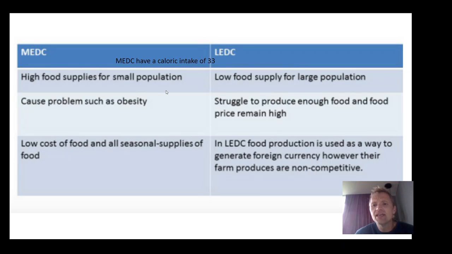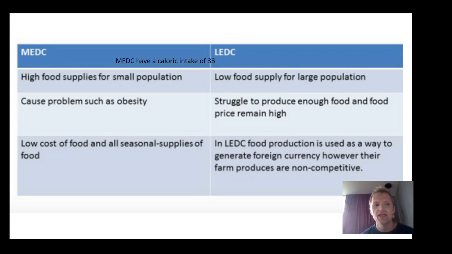And now let's compare the MEDCs, or the most economically developed countries, versus the least economically developed countries. They have high food supplies for a small population. That's why they're getting obese, right? You have more Big Macs per square mile, right? LEDCs don't have as much. It causes problems such as obesity. I think I already talked about that. And then low cost of food and all-season supplies of food.